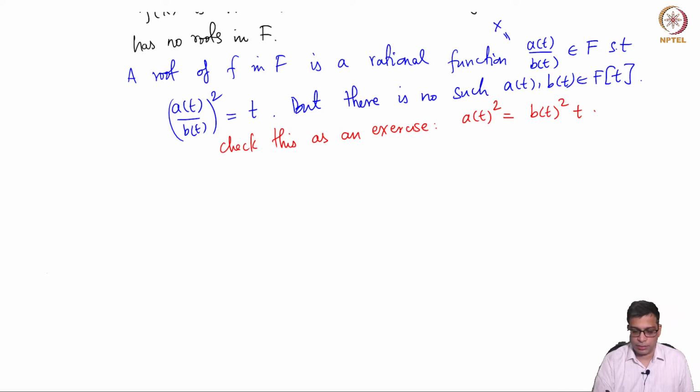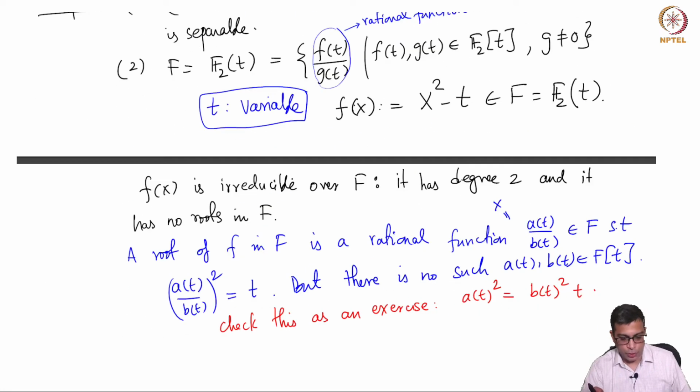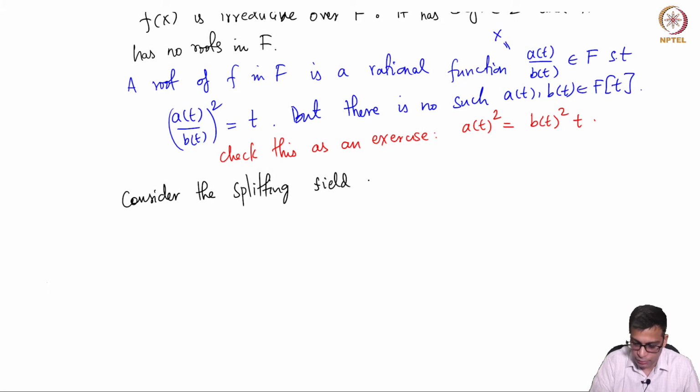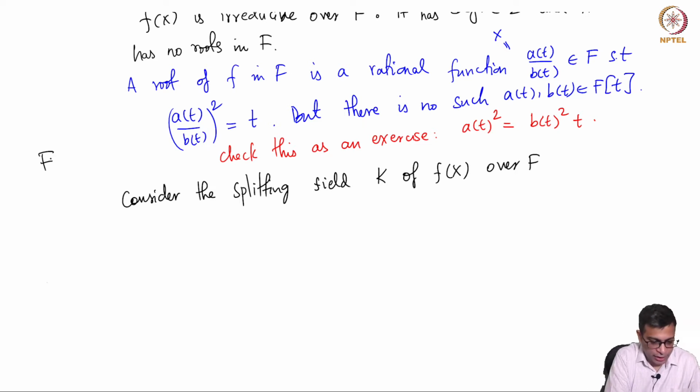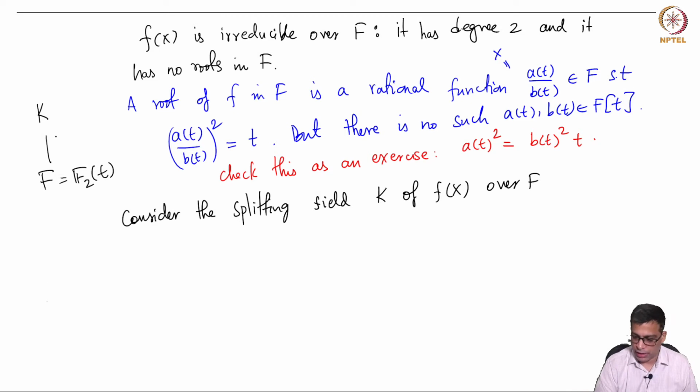But what are the roots of this? Now consider the splitting field. So this is a very crucial example, so it's important for you to understand this, and I'm going to describe this in detail. Consider the splitting field K of f(x) over capital F. So you have capital F, which is F2(t), and K is a splitting field. And remember, this is not equal to F because f has no roots in F.